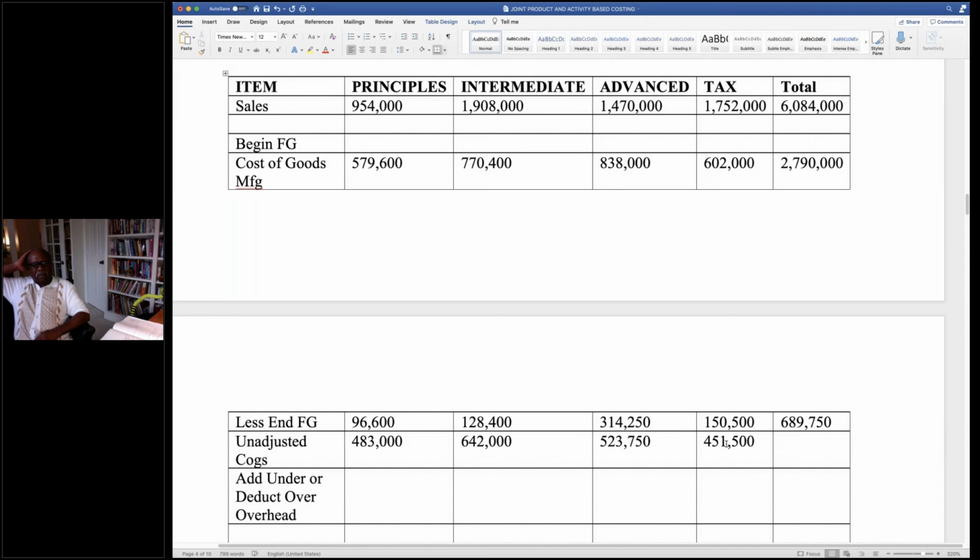Okay, so these numbers look familiar because they're on our cost of goods sold T account. All right, so we're gonna add these up. So what's our unadjusted cost of goods sold? 2,100,250. Okay. What's our over or underapplied overhead?